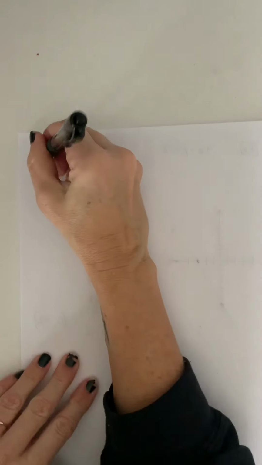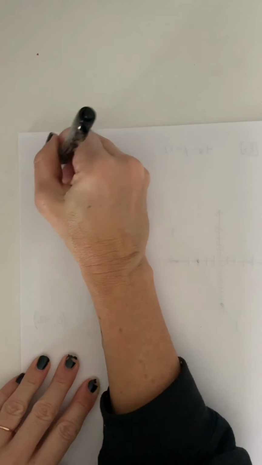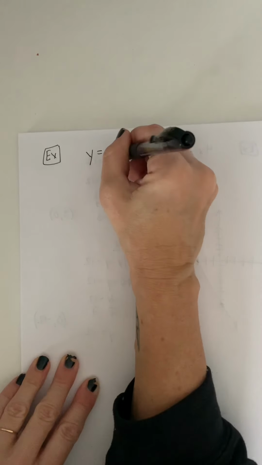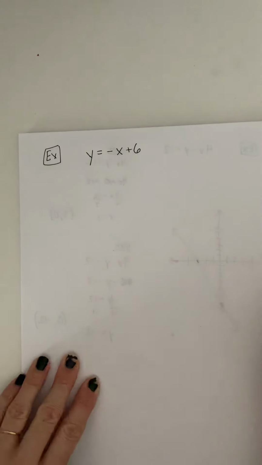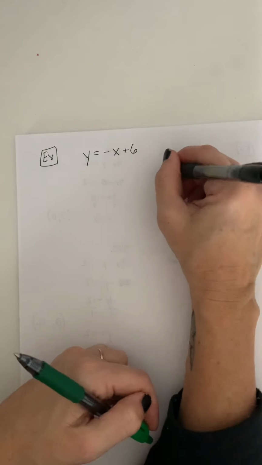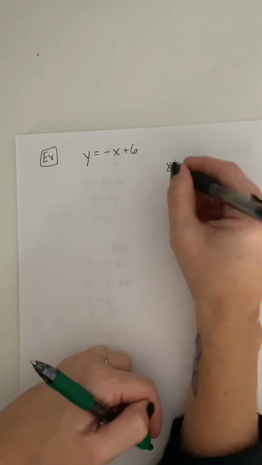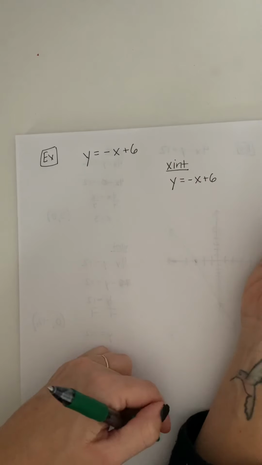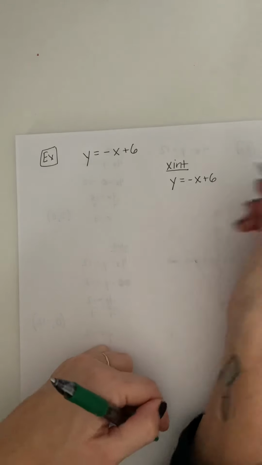All right, let's try another one. Let's try y equals, make it look a little bit different, negative x plus 6. So again, pause whenever you need, in case I'm going too fast. To find the x-intercept, go through it again. What am I plugging 0 in for, the x or the y? Plug 0 in for the y.